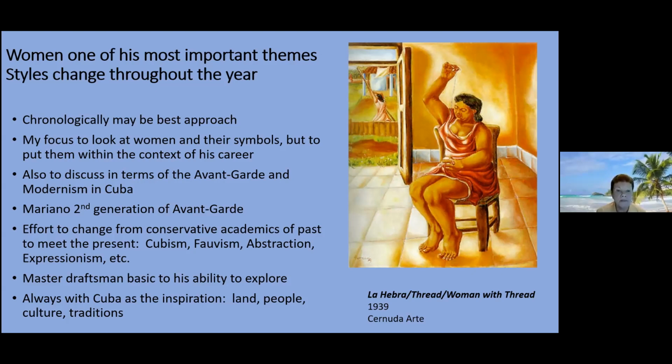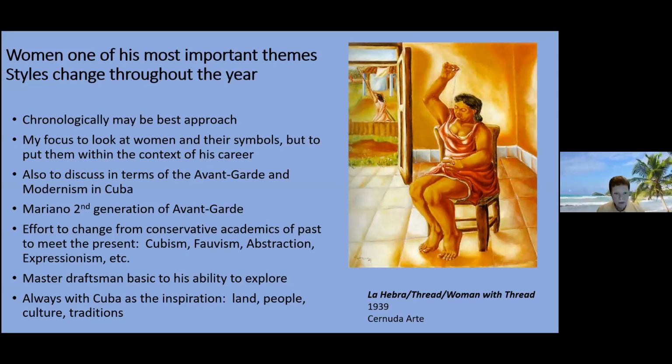Also to discuss in terms of the avant-garde and modernism in Cuba. Mariano was a member of the second generation of the avant-garde. So like the first generation, the second generation also made an effort to change from the conservative academics of the past to meet the present. Cubism, Fauvism, abstraction, expressionism, they became aware that this was what was going on in Europe, and this was the way to bring Cuban art into the modern world. So it was a period, the first half of the century, of real experimentation and exploration.